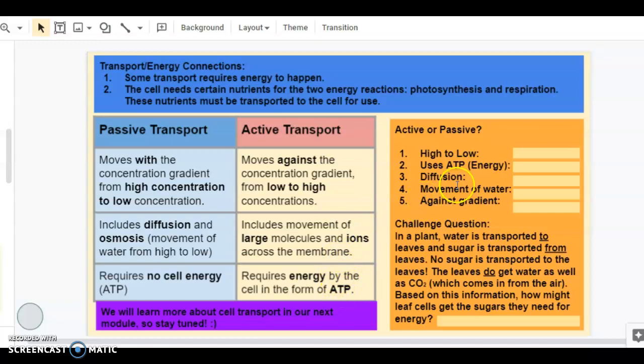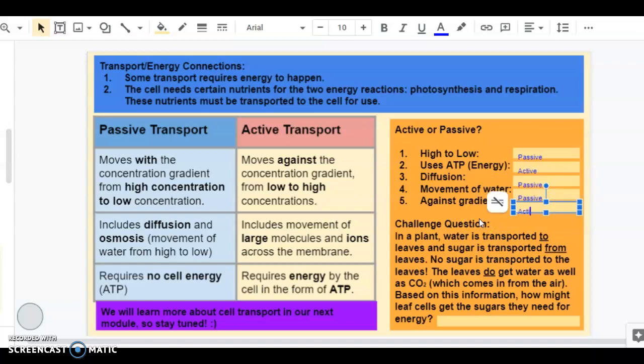So let's review what we've just described for passive and active transport. Active or passive? If it's high to low, it tends to be passive. If it uses ATP energy, that's active. Diffusion, movement of any molecule from high to low through a membrane, passive. Movement of water, that's osmosis, and it's a special kind of diffusion, so it's passive. Against the gradient, that means from low to high concentrations, active.